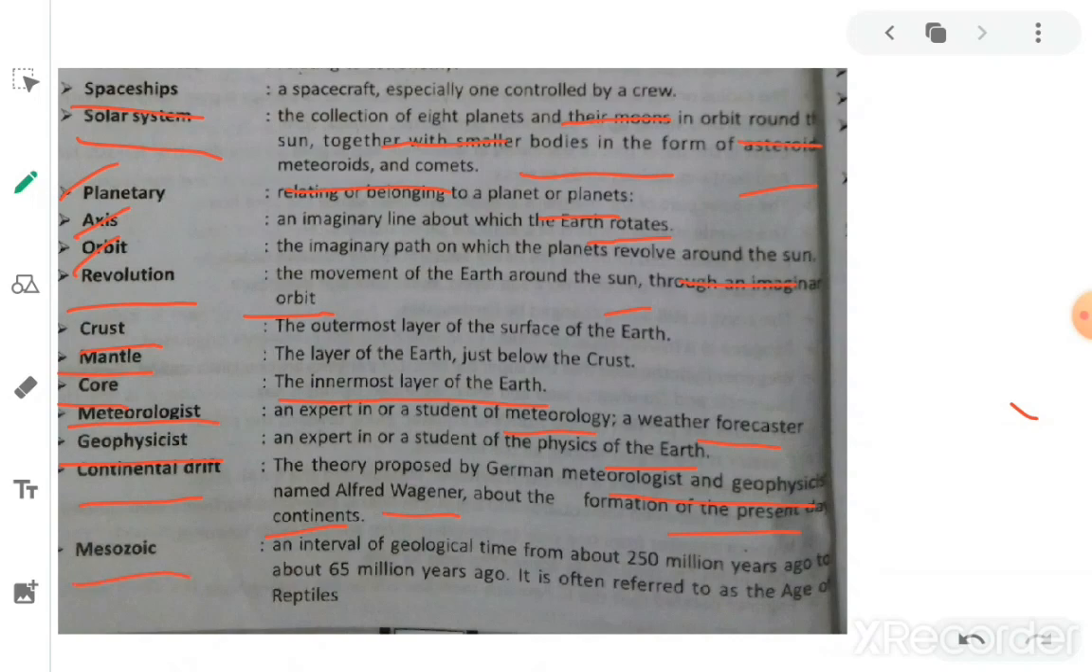Next, last one is Mesozoic, an interval of geological time from about 250 million years ago to about 65 million years ago. It is often referred to as the age of reptiles. Reptiles means like snakes and other things which lived about 250 million years and 65 million years ago. They are called as Mesozoic period living things. So these are the main points in this lesson, and next session we will enter into the lesson and study about the earth.